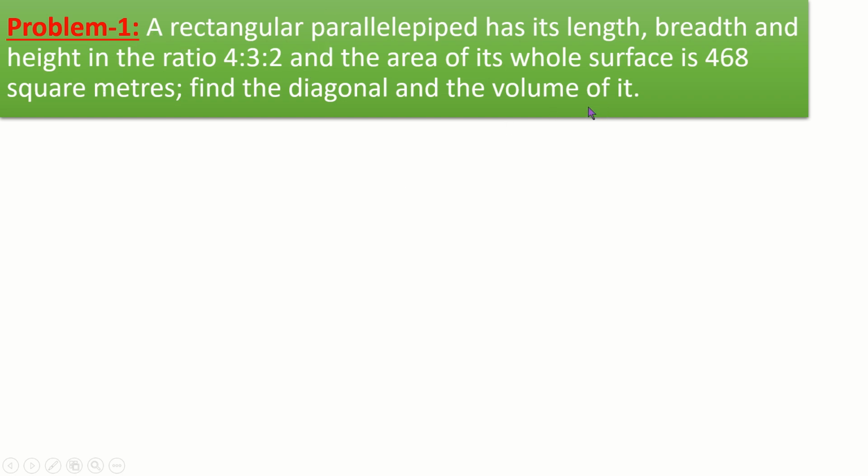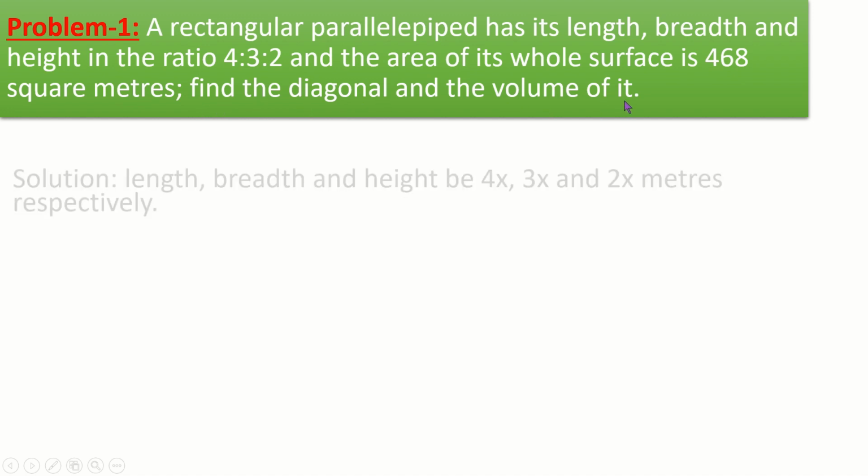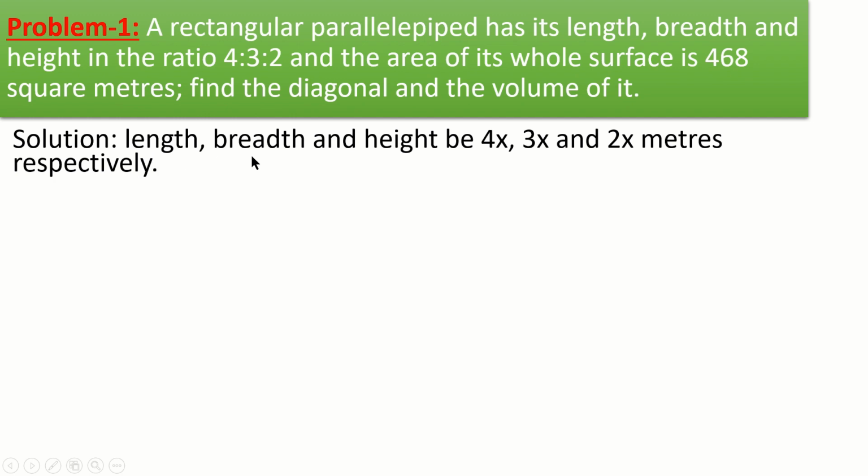Problem related to the formula. A rectangular parallelepiped has its length, breadth and height in the ratio 4:3:2, and the area of its whole surface is 468 square meters. Find the diagonal and volume of it. Solution: as the given ratio is 4:3:2, we let length, breadth and height be 4x, 3x and 2x meters respectively.